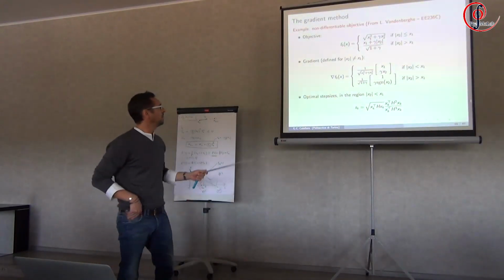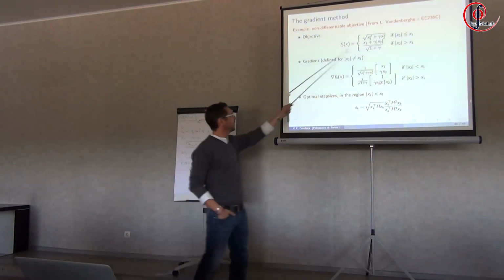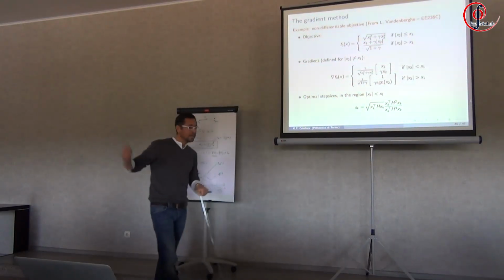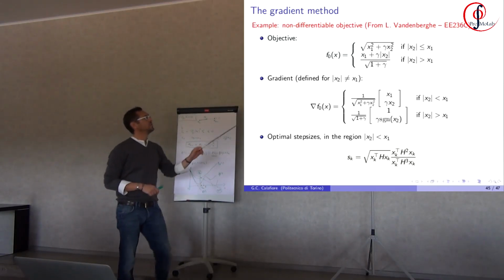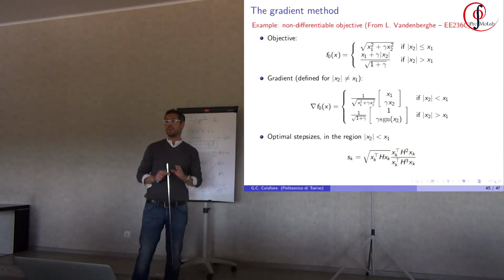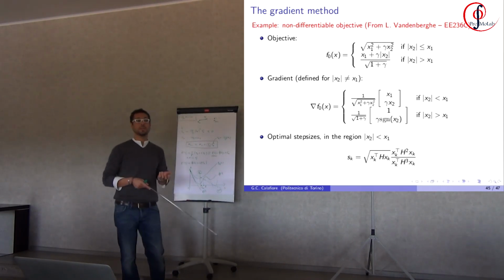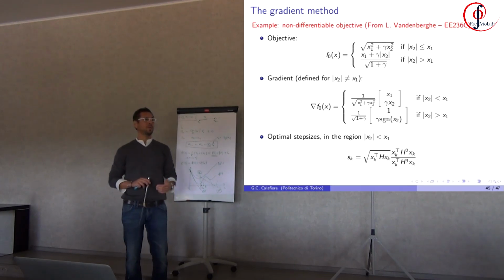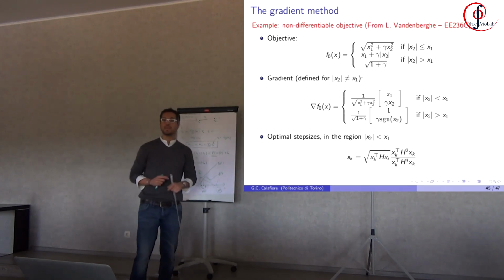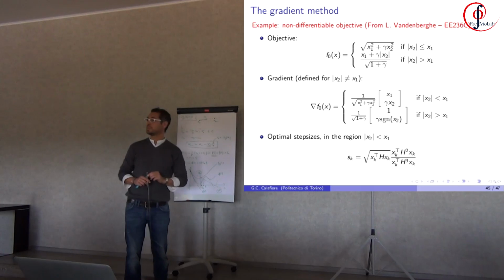And also this example, taken from lecture notes of Lieven's course at UCLA, shows just what happens if I try to apply a gradient method where I should not, to a function that can be non-differentiable at some points.